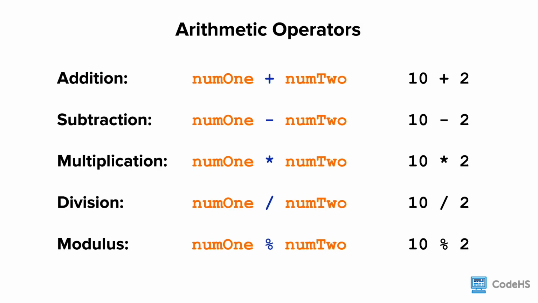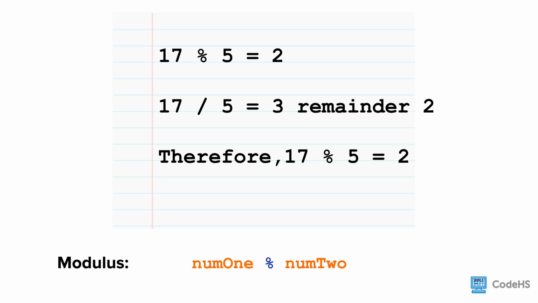Here's a list of the basic math operators in C++. The first four should look familiar, but let's take a closer look at the modulus, or mod, operator there at the bottom. The mod operator returns the remainder of dividing two numbers.